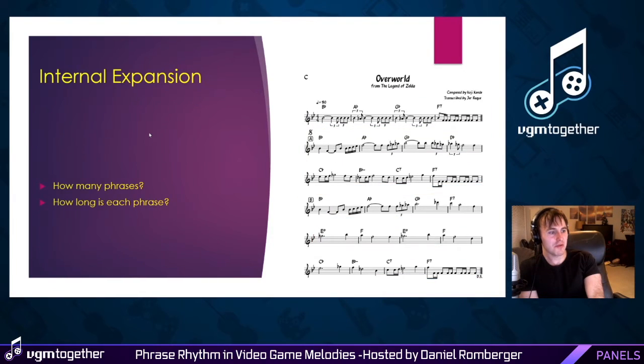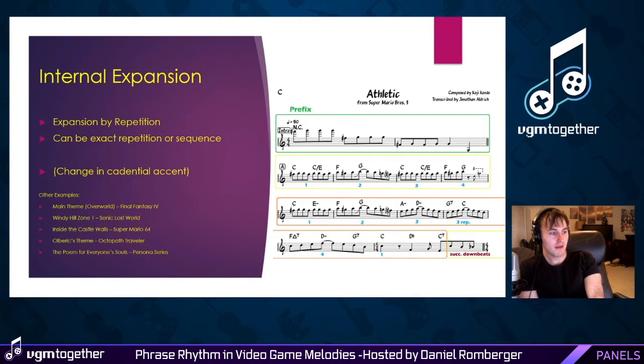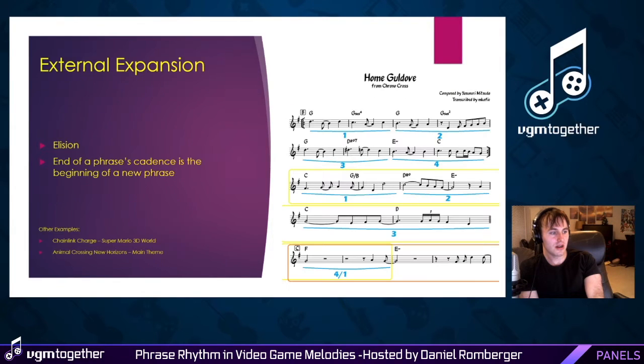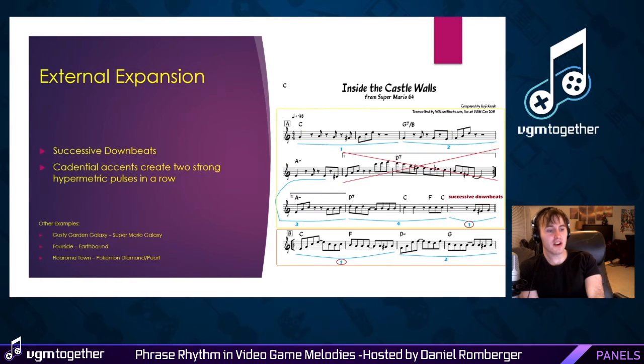Do I have any examples of more elaborately orchestrated material? Gusty Garden Galaxy, I'll play that one. This is an example. I have it listed here for successive downbeats. And this is another situation. So like here's a prefix. This is another situation where you have a second phrase that starts with a pickup, and that's what makes it the successive downbeat. You have 2 ones in a row.